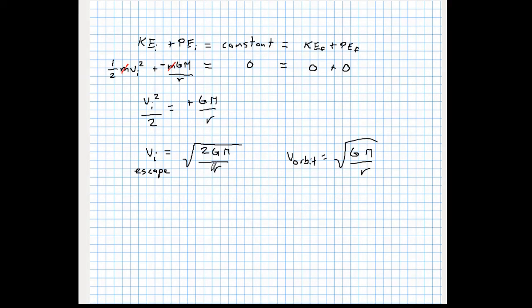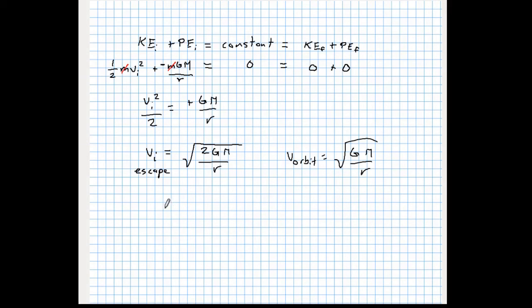So this is the radius of the Earth. This is the radius of the orbit. There's big G and the mass of the Earth, big G and the mass of the Earth. The only difference really is that 2. So the velocity you need to get to escape from the planet is root 2 times bigger than the velocity you need to orbit at a particular radius. That's really interesting. It's not a whole lot bigger. So there's a certain velocity that will get you in an orbit. There's a different velocity that's about 1.4 times bigger that will allow you to escape.